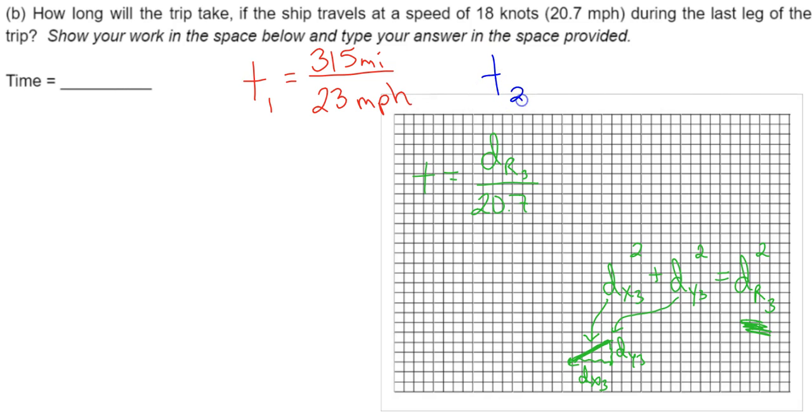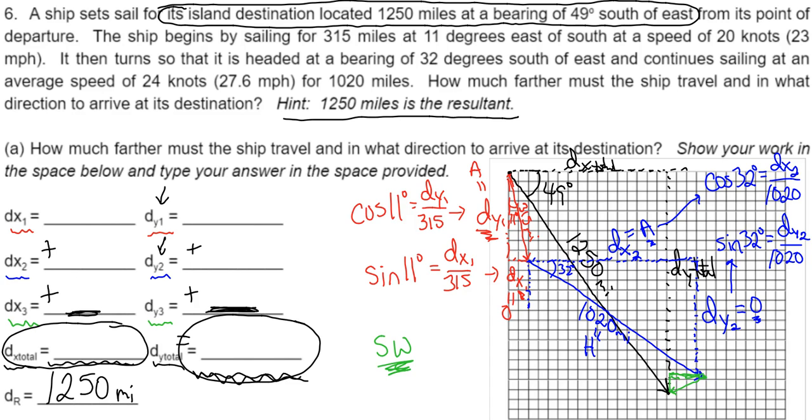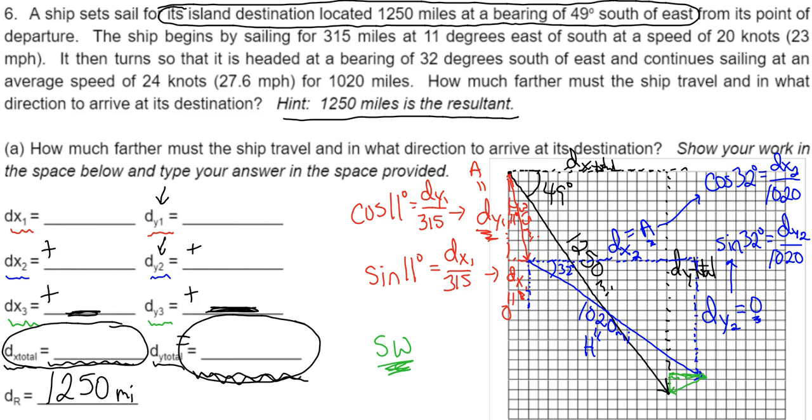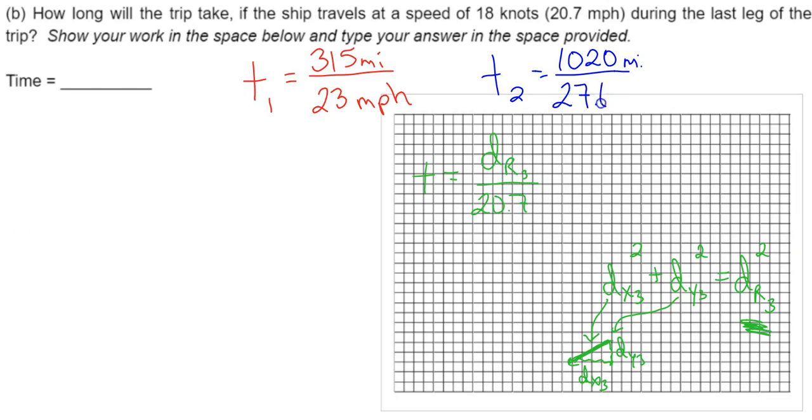My time 2 is, let's see, where did it go? 1,020 miles at 27.6 miles per hour. So 1,020 miles at 27.6 miles per hour. And then my T3 is what I will calculate here. So once I add all three of those together, that will give me the total time for the trip.